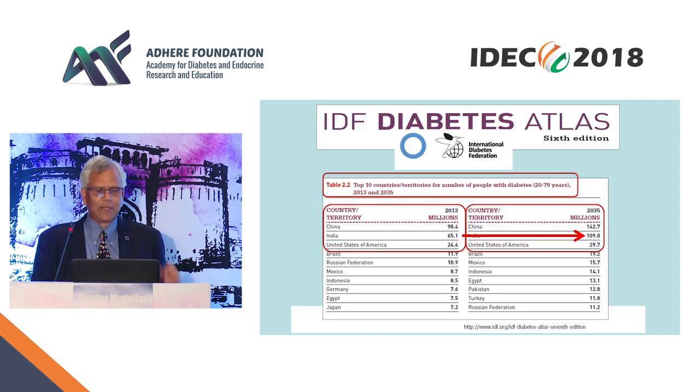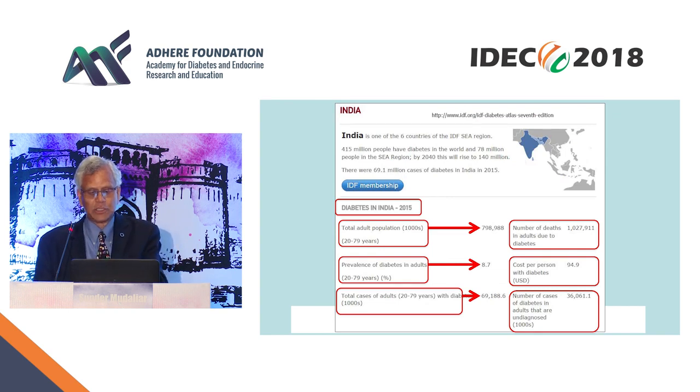So if you step back and look at the numbers of the International Diabetes Federation, the 6th edition, India is always right up there, very close after China. From 2013 to 2035, it is projected that the number of people with diabetes in India will increase from 65 million to about 109 million. The United States, it's China, India, and the United States there. But what is more important is the total adult population, in the age group 20 to 79, about 800 million. Those with diabetes, about 8% prevalence.